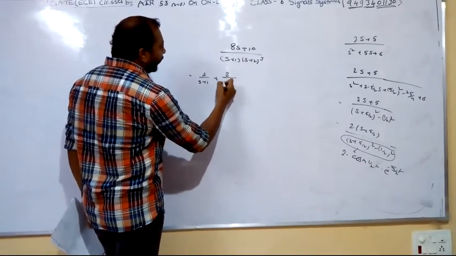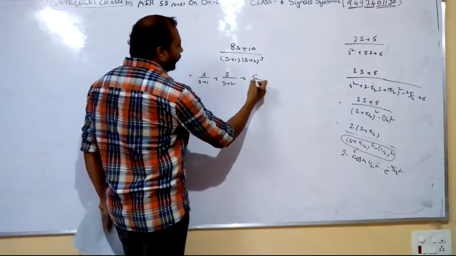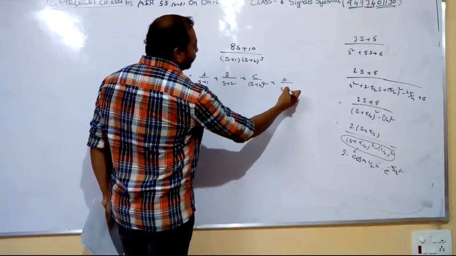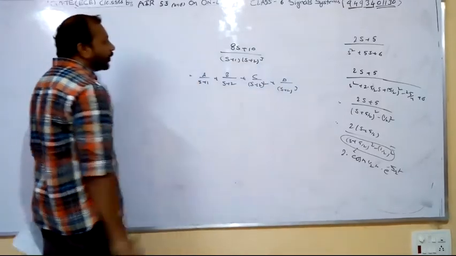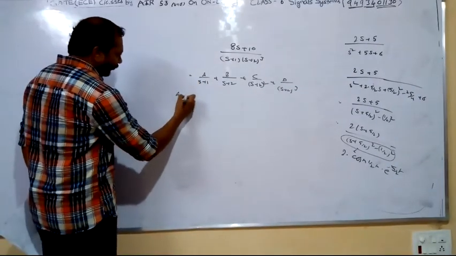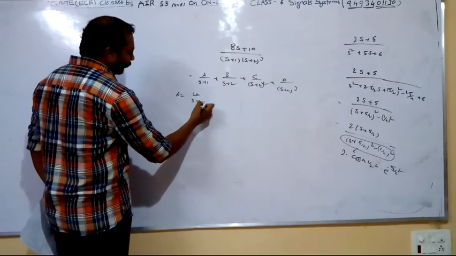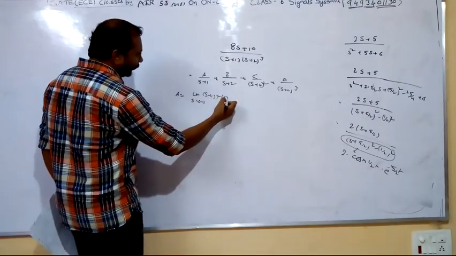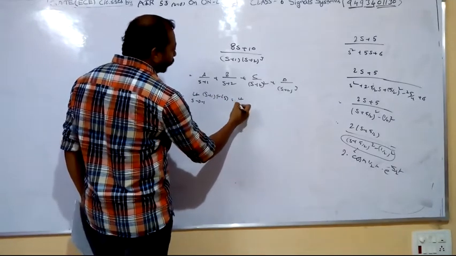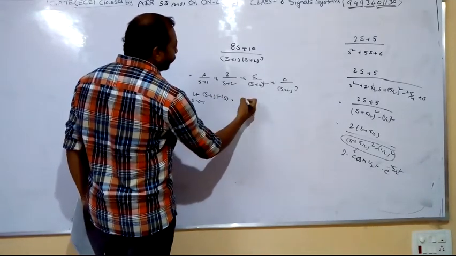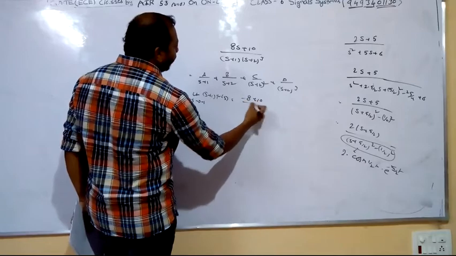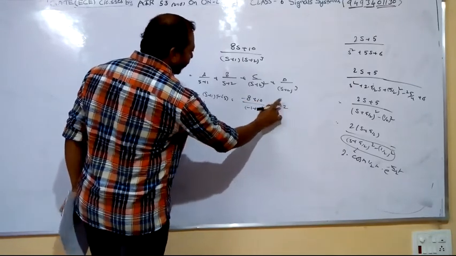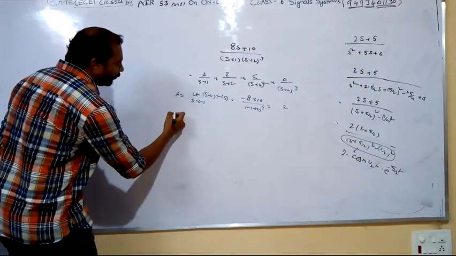This is equal to a/(s + 1) + b/(s + 2) + c/(s + 2)^2 + d/(s + 2)^3. For the a value we are not having any problem, you directly get it. This a is equal to the limit s tending to minus 1 of (s + 1) times F(s). So this value is equal to (minus 8 plus 10) divided by (minus 1 plus 2)^3. This value is equal to 2.